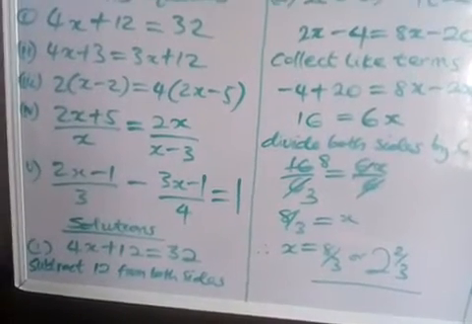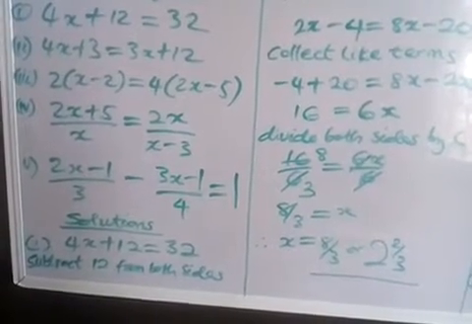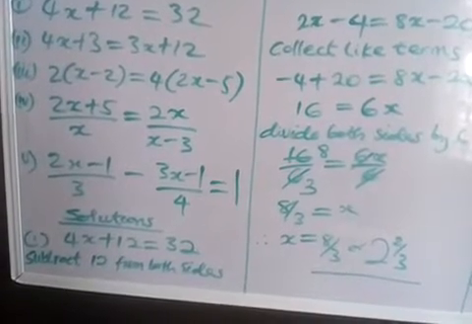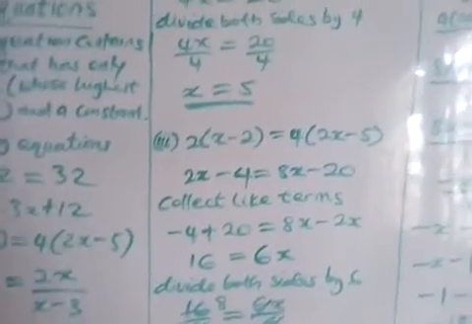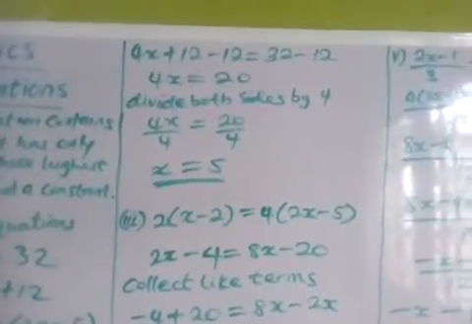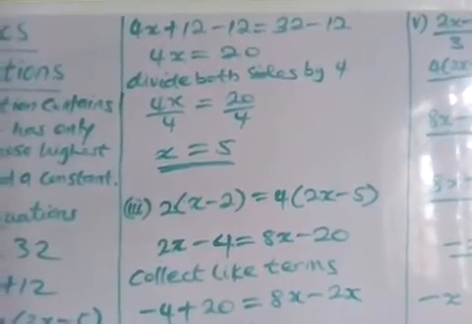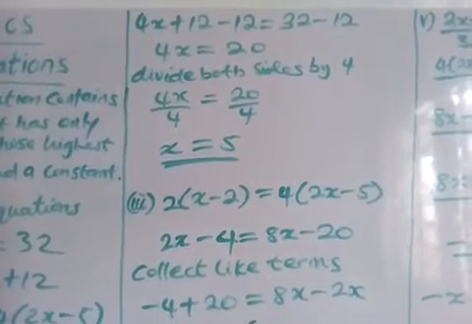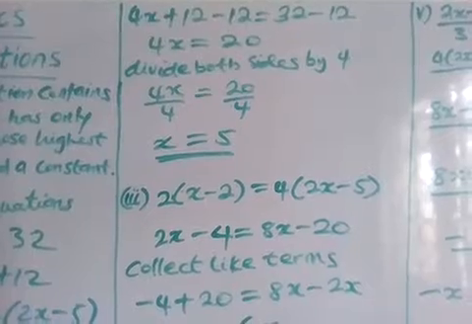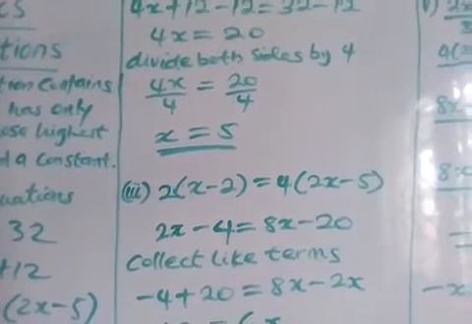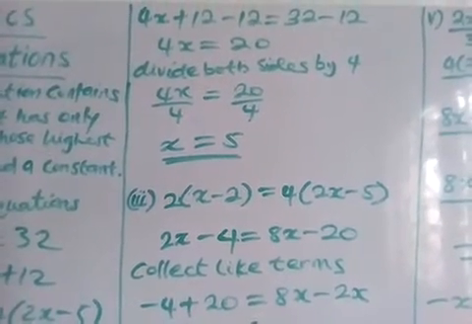The first one, 4x plus 12 equals 32. The first thing to eliminate here will be 12. So we have to subtract 12 from both sides. So we'll have 4x plus 12 minus 12 equals 32 minus 12. So 12 minus 12 equals 0. 32 minus 12 will give us 20. So here, we've reduced that expression to 4x equals 20.